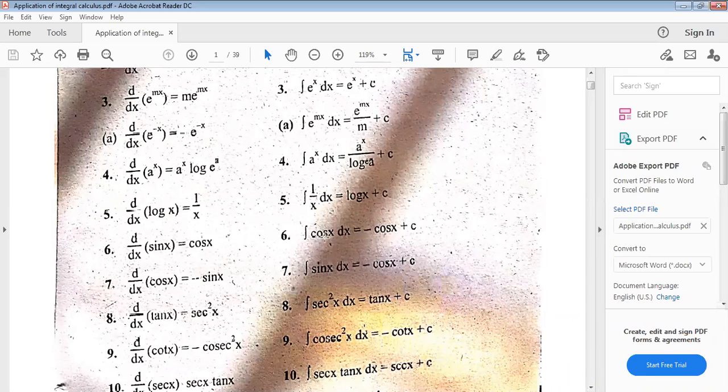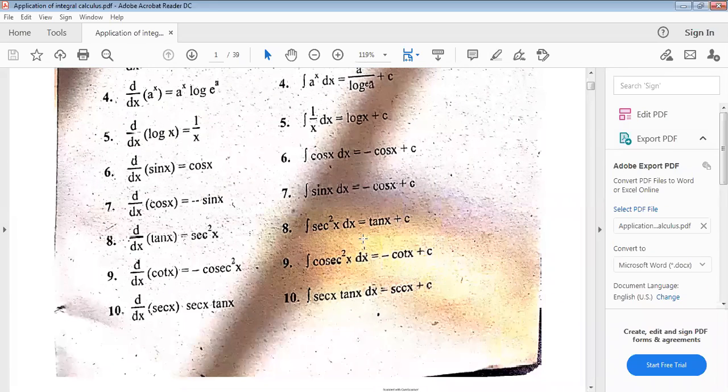There is a mistake here. The integration of cos x will be sin x. In the cos x formula, the differentiation is minus sin x, but the integration of sin x will be minus cos x. The differentiation of tan x is sec square x. Similarly, the antiderivative of sec square x will be tan x.